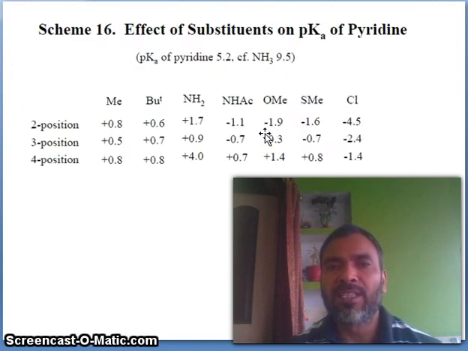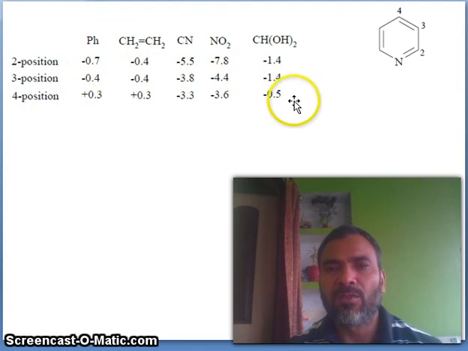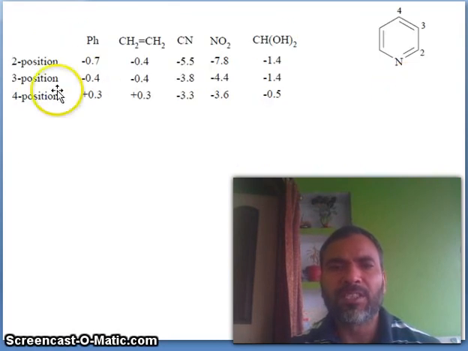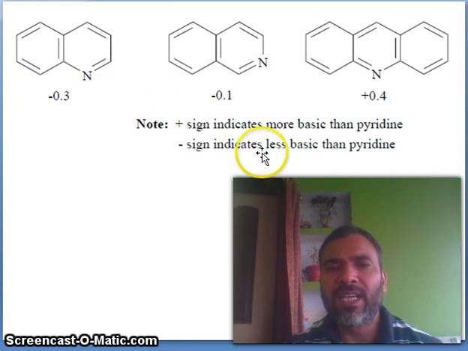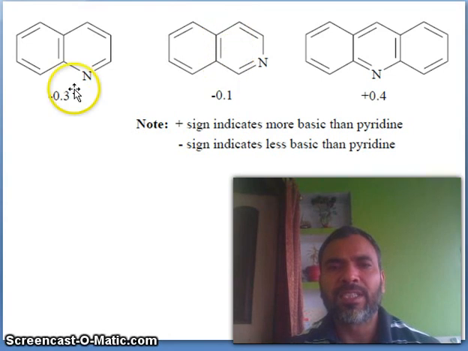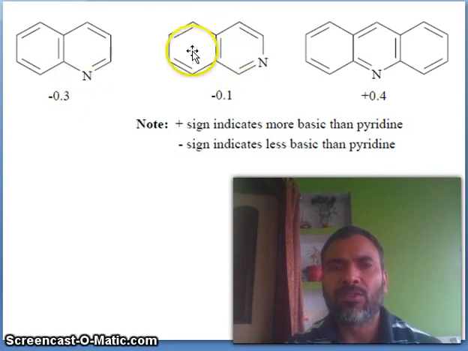How will you decide how these values vary? So, variations of basicity and the effect of substituent on the pKa of pyridines at different positions. So friends, a positive sign indicates more basic than pyridine and a negative sign indicates less basic than pyridine. You see this positive sign is more basic than pyridine and this is less basic than pyridine. This is quinoline and isoquinoline. That is also a good question.